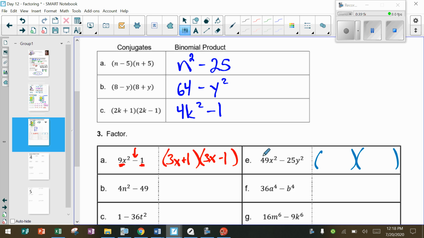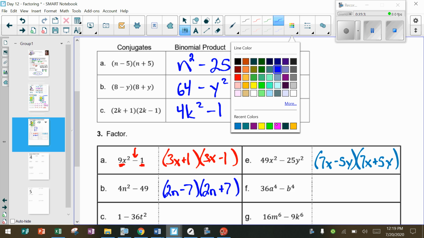Factor. Square root of 49, 7 and 7. The x squared split in half, x and x. The 25 is a result of -5 and a +5. It doesn't matter if you put the plus first and the minus second. That doesn't matter. And then the y squared splits into y and y. So 4n squared minus 49. The 4n squared splits into 2n and 2n. And the 49 is -7, +7. Or if you'd rather, put the +7 first and the -7 second.